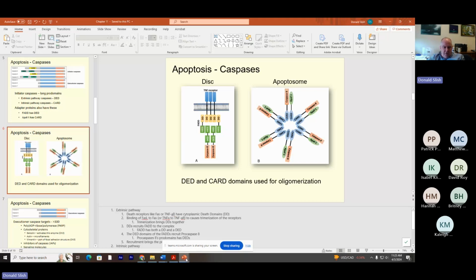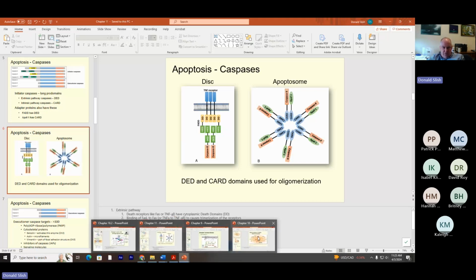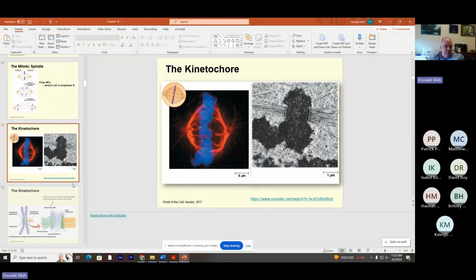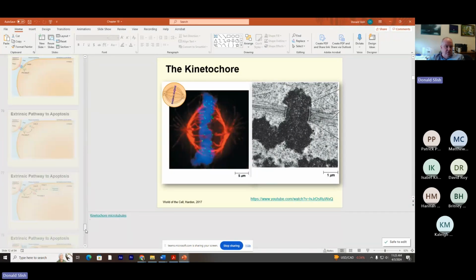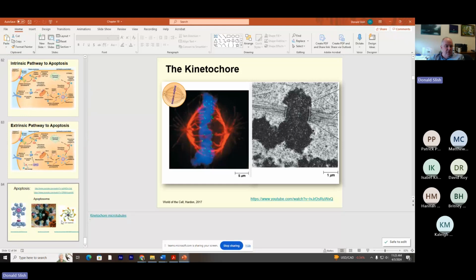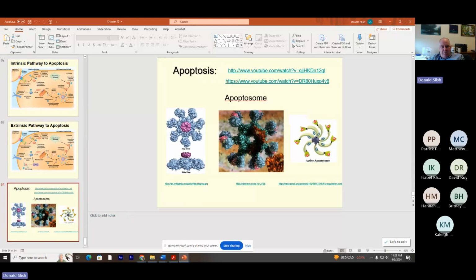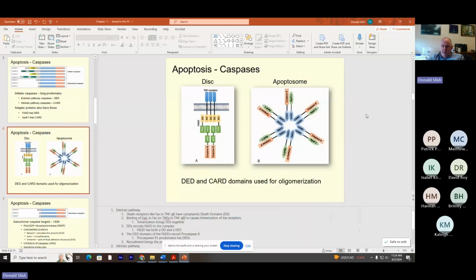Let me take a quick look at that. So here's what that apoptosome looks like when it's all put together. And the purple part in the middle is all the activated caspase 9 that gets accumulated together and activates itself. Okay, so that's our caspases.